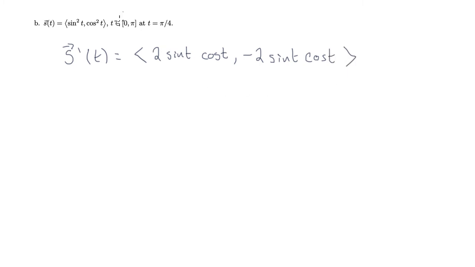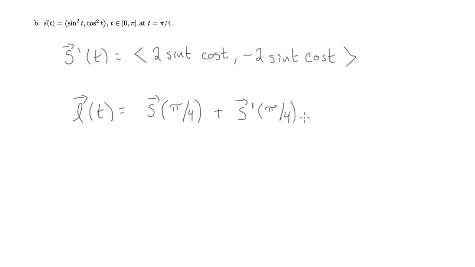Okay, so t is between 0 and pi, and then we want the equation of the line tangent to the curve at pi over 4. So the tangent line again has this nice form. We just need a point on the line. That's going to be s of pi over 4. And then a vector in the direction of the line, that's just the derivative at pi over 4. And this is very much acting like the slope.